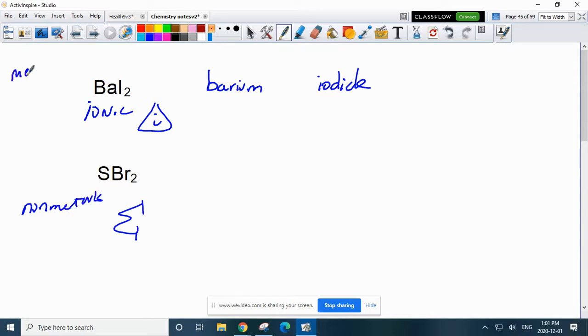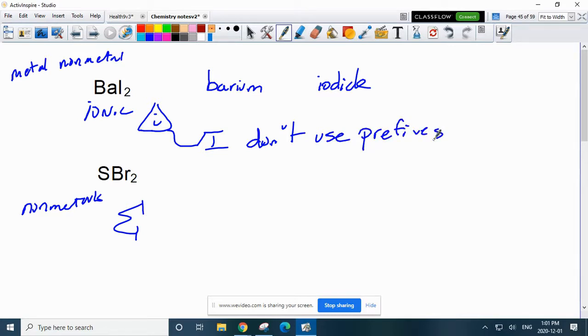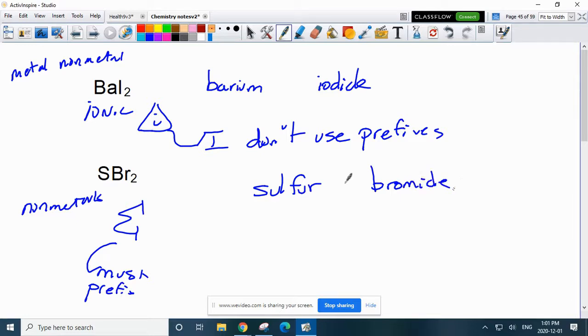This is metal, nonmetal. So different rules, right? That one, no prefixes, right? I don't use prefixes. However, the molecular one must use prefixes. Like this is like an M for must prefix. So S is sulfur. Now, I'm not allowed to use mono on the front one, so that part hasn't changed. Br is bromine, it becomes bromide, that part is the same. Okay, but it's molecular, so I have to show that it's sulfur dibromide.